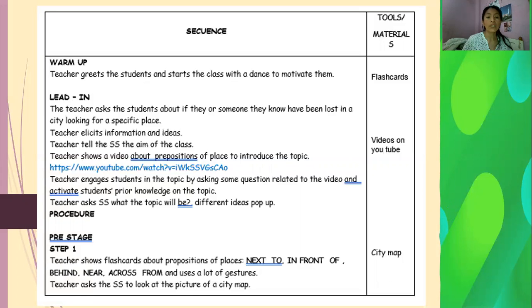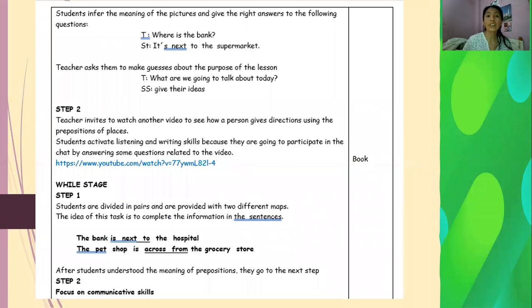The procedure, pre-stage. The teacher shows flashcards about prepositions of place, and also pictures of a city map. In this part, students infer the meaning of the pictures. The teacher has to use a lot of gestures.